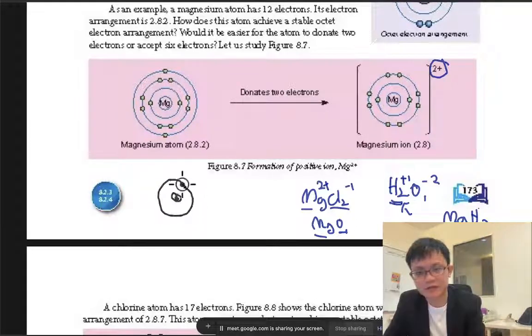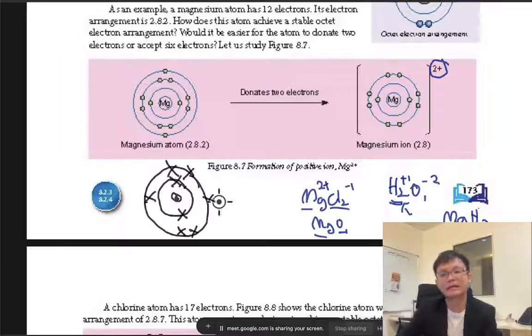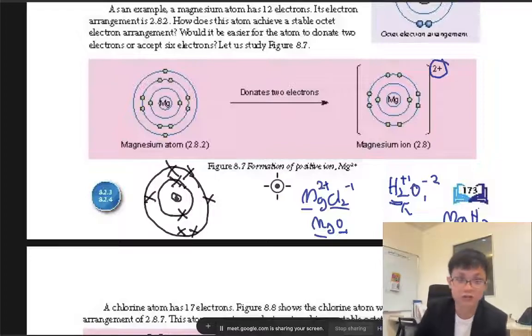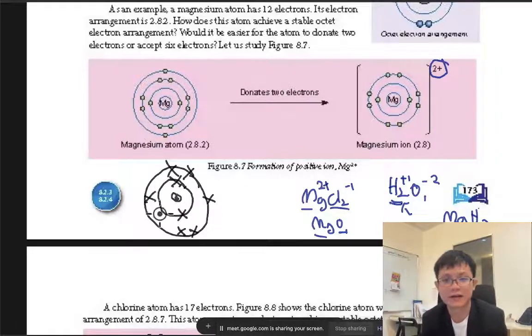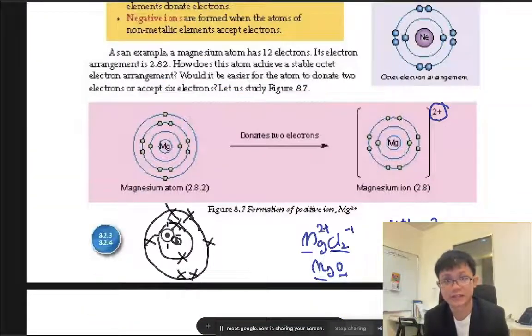Step 1, draw a circle. Oxygen has 8 electrons. 1, 2, 3, 4, 5, 6, 7, 8. Draw nicely a bit. So this is the electron arrangement for oxygen.